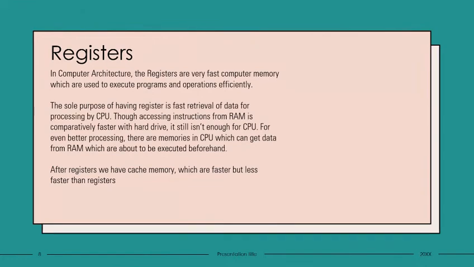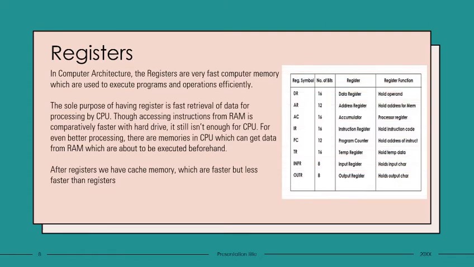Registers. In computer architecture, registers are very fast computer memory which are used to execute programs and operations efficiently. The sole purpose of having registers is fast retrievable data for processing by the CPU. Though accessing instructions from RAM is comparatively faster than the hard drive, it still isn't enough for the CPU. For even better processing, there are memories in the CPU which can get data from RAM that is about to be executed beforehand. After registers, we have cache memory, which is fast but less fast than registers.